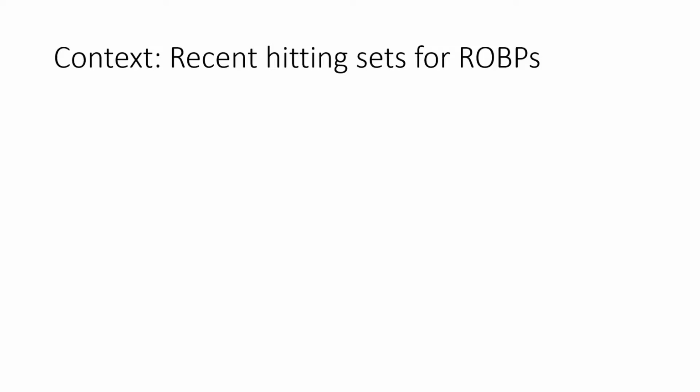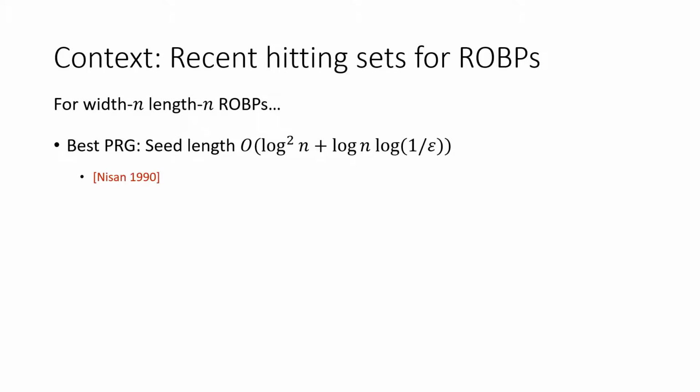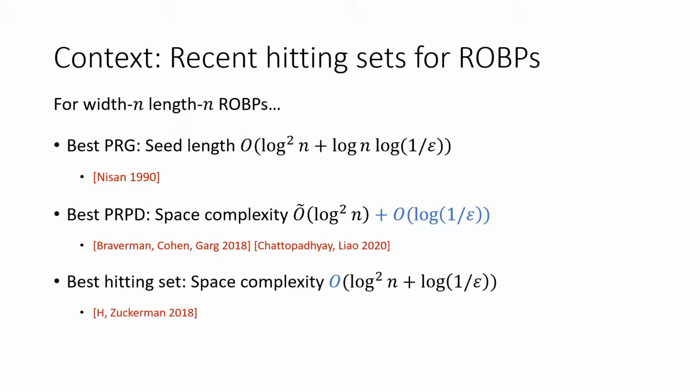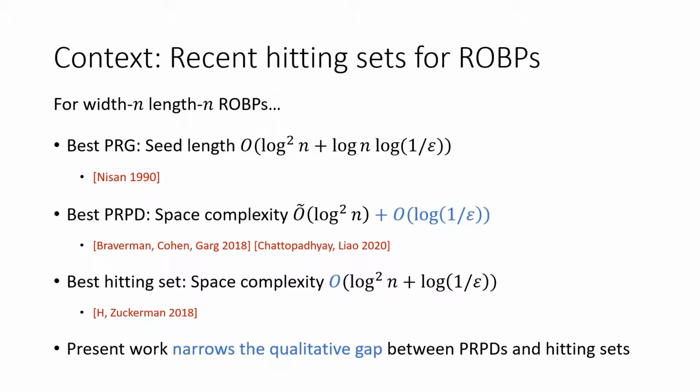Here's the current state of the art for fooling width-n read-once branching programs. The best pseudorandom generator is still Nisan's generator from 30 years ago, which has seed length log squared n plus log n log 1 over epsilon. However, a couple of recent papers have constructed pseudorandom pseudodistributions that are superior when epsilon is very small. And then another recent paper constructed a hitting set with even a slightly better space complexity. Now, like I said on the previous slide, pseudorandom pseudodistributions are superior to hitting sets in a qualitative sense. However, the present work narrows the gap between the two concepts, right? Because we prove that an optimal hitting set is sufficient for de-randomizing BPL, and that was the main purpose of a pseudorandom pseudodistribution in the first place.